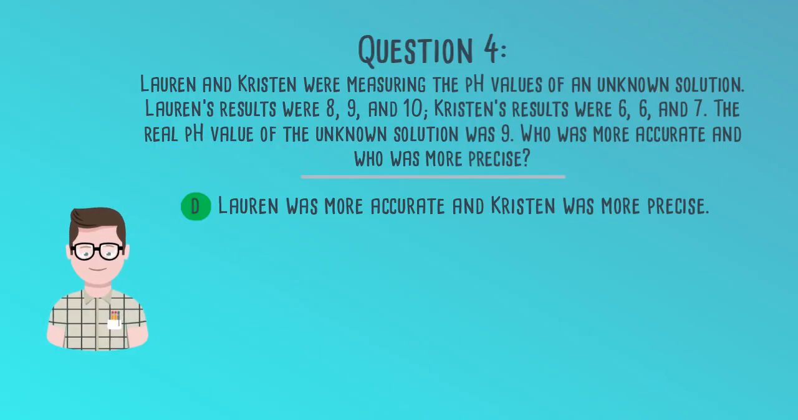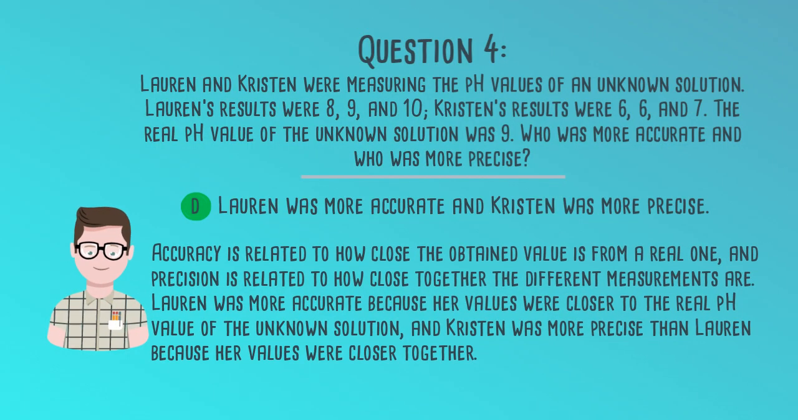Lauren was more accurate and Kristen was more precise. Accuracy is related to how close the obtained value is from a real one, and precision is related to how close together the different measurements are. Lauren was more accurate because her values were closer to the real pH value of the unknown solution, and Kristen was more precise than Lauren because her values were closer together.